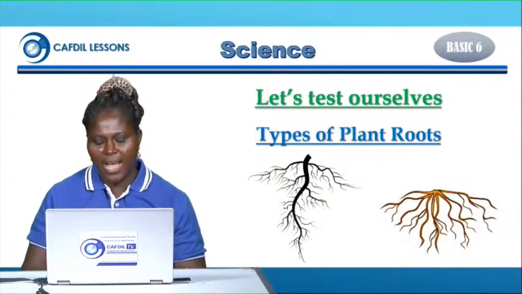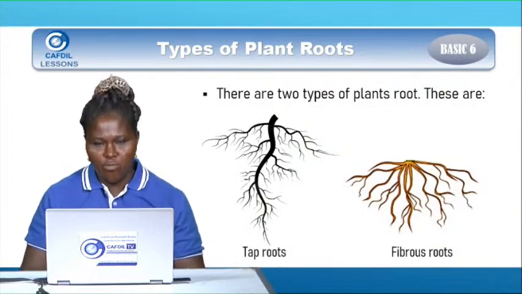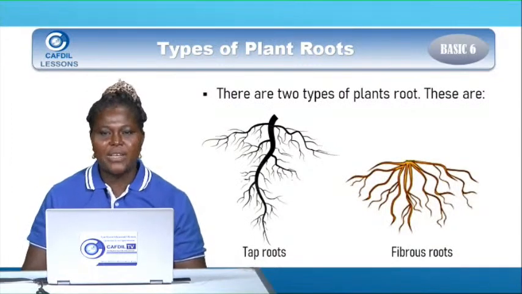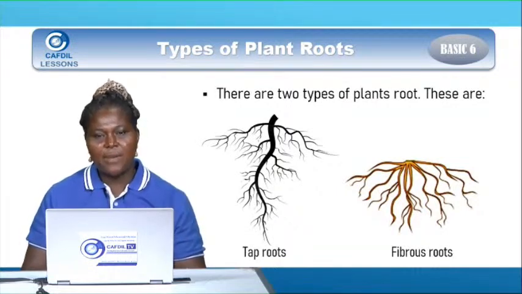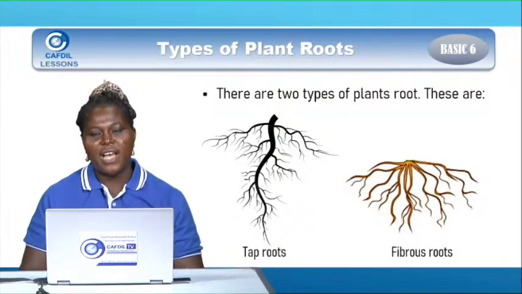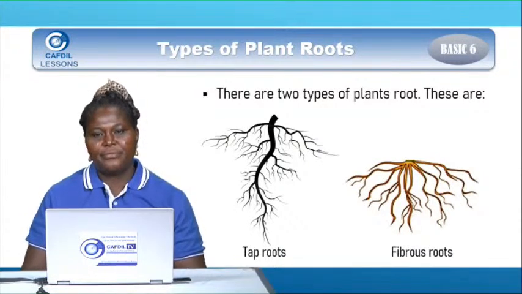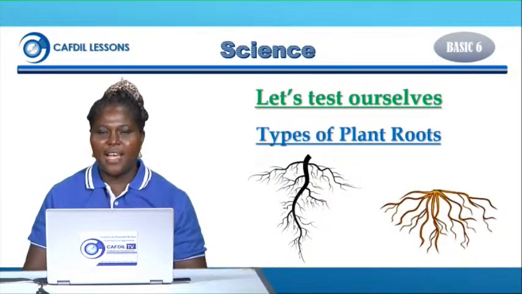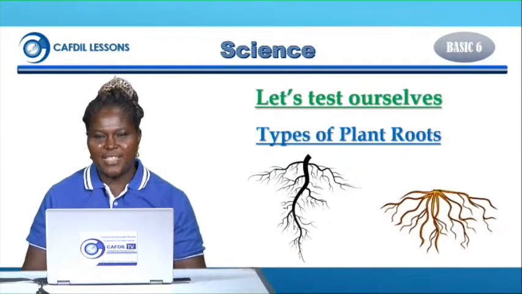And we also looked at some examples of plants with tap roots and examples of plants with fibrous roots. We looked at the mango and the tomatoes as tap roots, and others. And for fibrous roots, we looked at the bamboo, the onion, and others. Good. So let's test ourselves on types of plant roots.